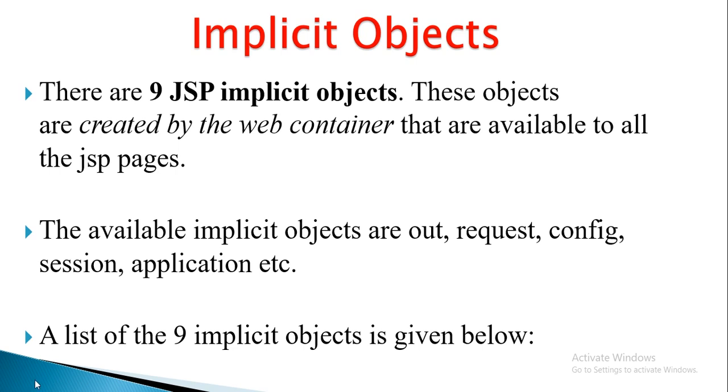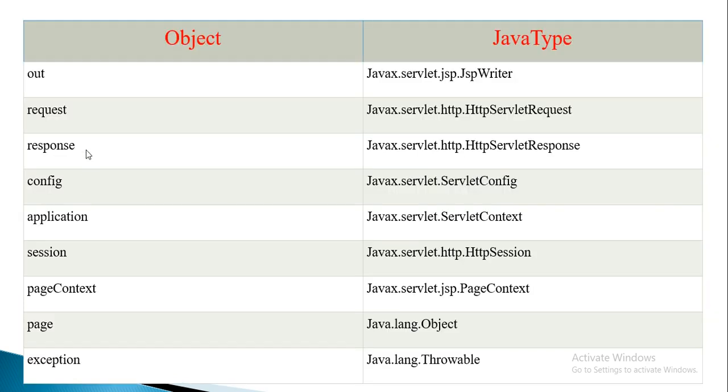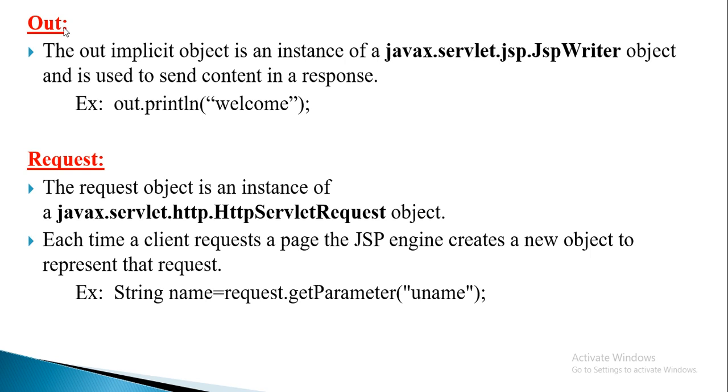We have nine JSP implicit objects: out, request, response, config, application, session, page context, page, and exception. Each and every object refers to a Java type, that is nothing but built-in classes or interfaces available in the Java package. The first object is the out object, which is an instance of JSP writer. This out object helps you to use println methods that send the data in a response.